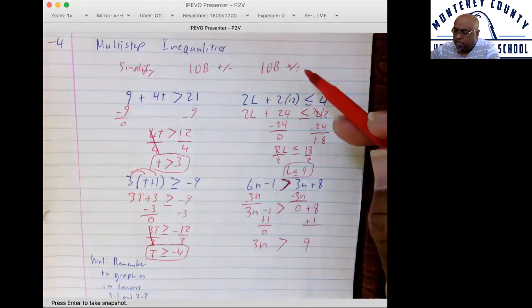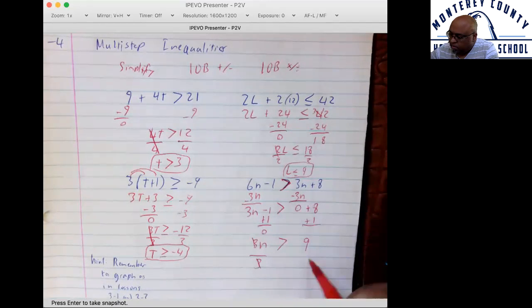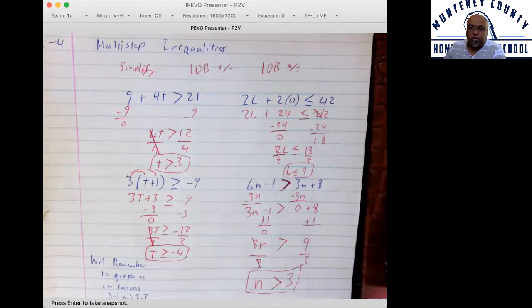Now I apply IOB to multiplication and division. 3 divided by 3 is 1. 1 times n is n. 9 divided by 3 is 3. So n is greater than 3.